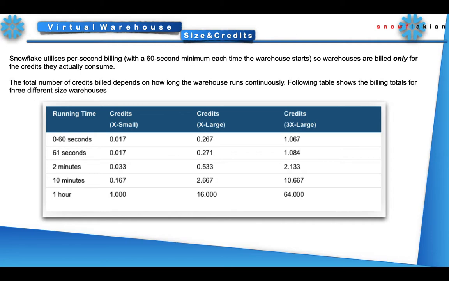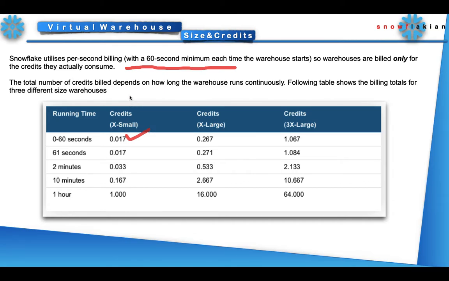So coming to the size and credits, see, Snowflake charges based on a 60 seconds minimum billing, that is 1 minute minimum billing. Suppose if you use a warehouse between 0 to 60 seconds, you will be charged with the same credits.